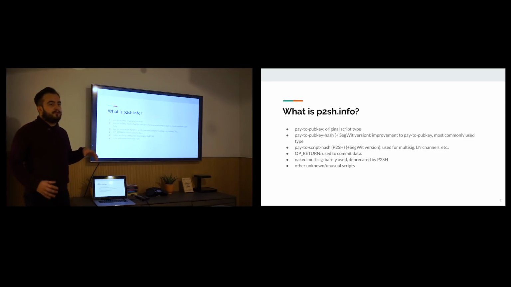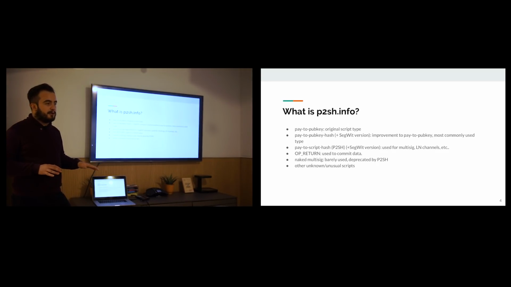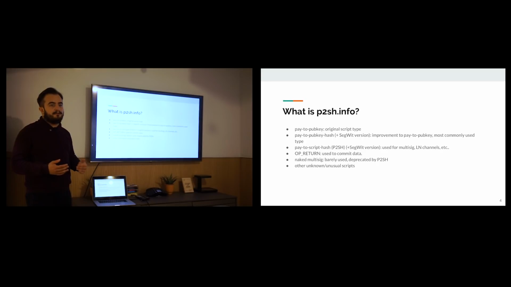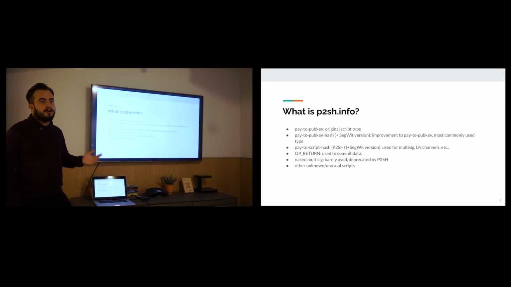So the main component of p2sh.info is tracking how many Bitcoins are split between all the script types. So just a quick recap. In Bitcoin, you can send money usually to an address, but this address is a bit of a misnomer. It's hiding something from you. You are actually paying a script, and the script is just a stack-based sequence of instructions that you have to provide a solution for in order to claim the money.